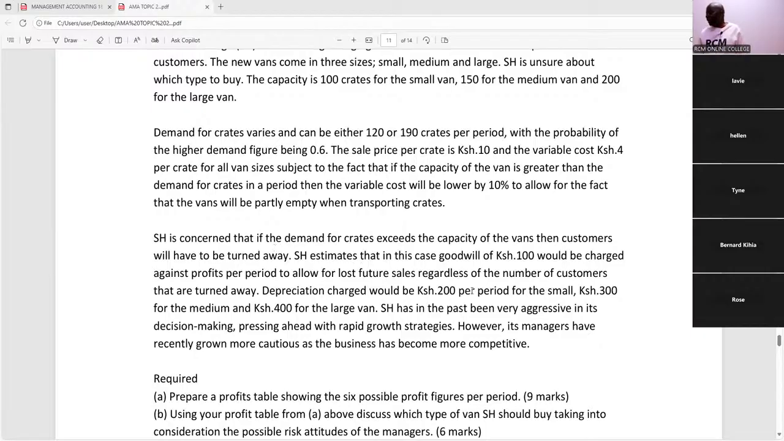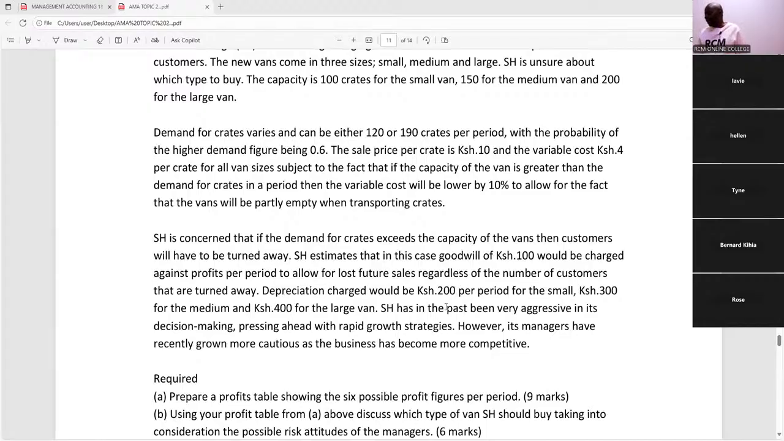SH estimates in this case, goodwill of Kenya shillings 100 would be charged against profits per period to allow for lost future sales regardless of the number of customers that are turned away. So it's not per customer, but once. In this case here, even if it's 1, 10, 20 customers, lost goodwill will be 100.